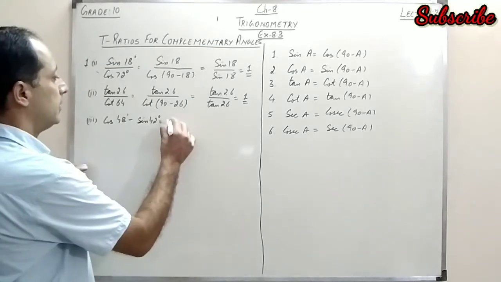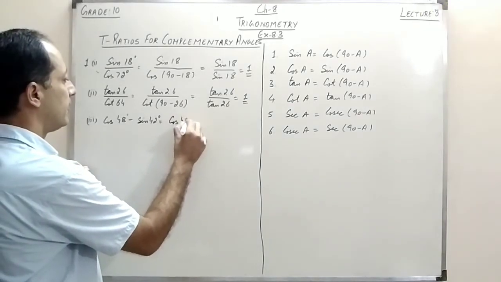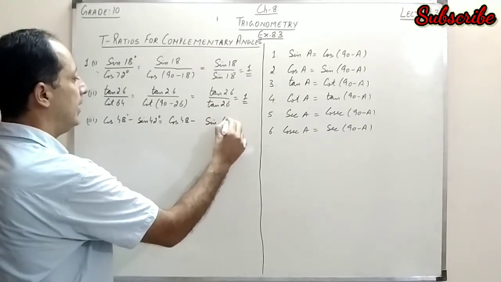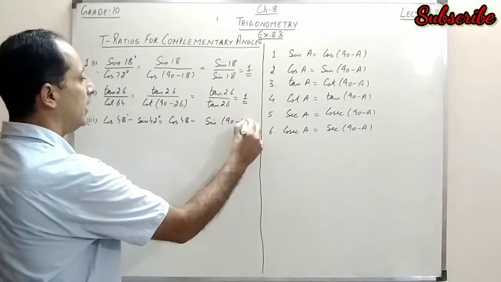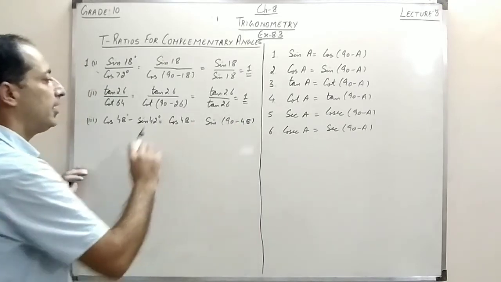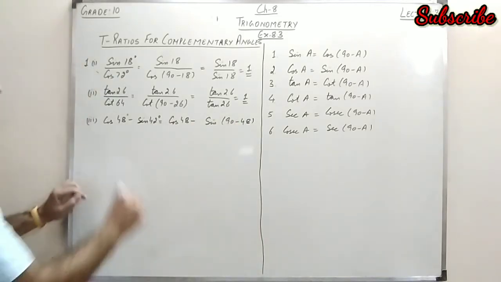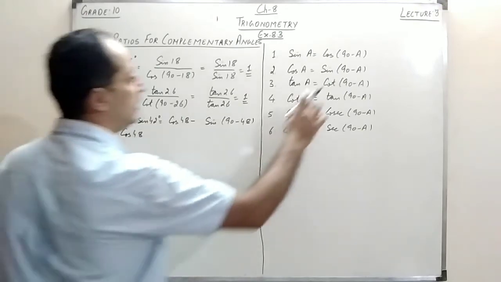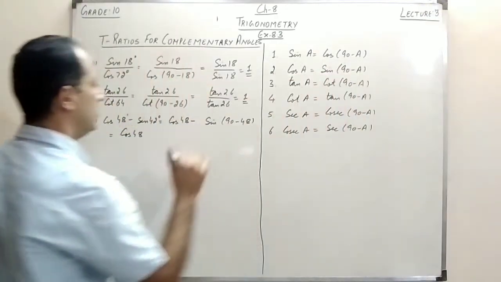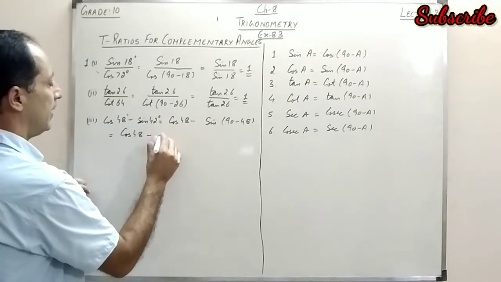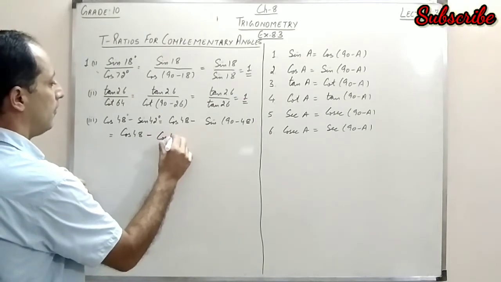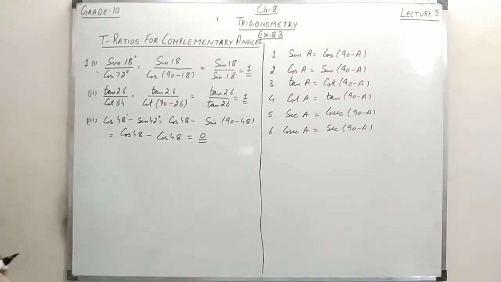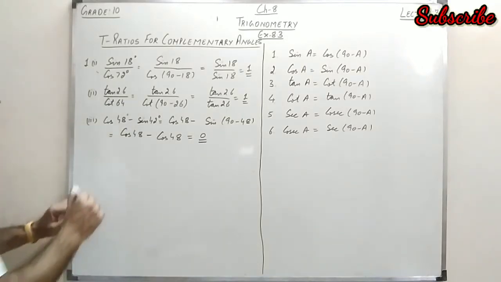So this is cos of 48 minus, I change this, I write this as sine of 90 minus 48. 90 minus 48 is 42 degree. So this is cos 48 and I know sine 90 minus A is cos A. So that is minus cos 48 and I get the value as 0. Then the last part of this question.